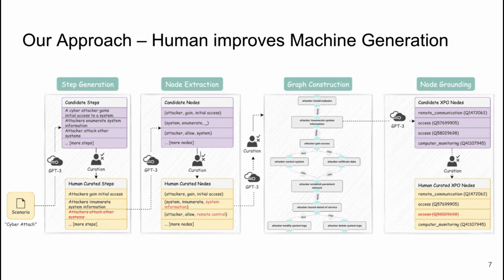Here is a flowchart of our approach. We prompt GPT to generate steps, nodes, relations at each stage, as you can see in the purple part. Then, human revision is taken timely and saved as the input for the next stage, as you can see in the yellow part. Now, I'm going to show you how to create a schema with our interface step by step.